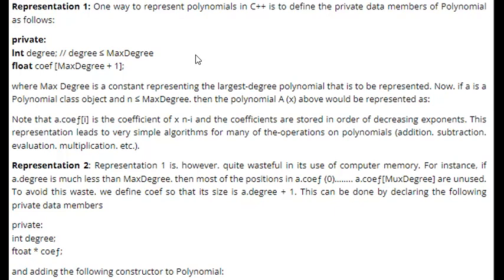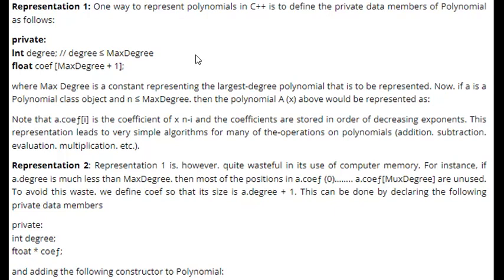The second type of representation is used when the degree is much less than the maximum degree. In the above one, we said that the degree should be less than or equal to MaxDegree, but here it should be much less than MaxDegree. Then most of the positions in the coefficient array are unused. To avoid this waste, we define coefficient so that its size is degree plus 1.